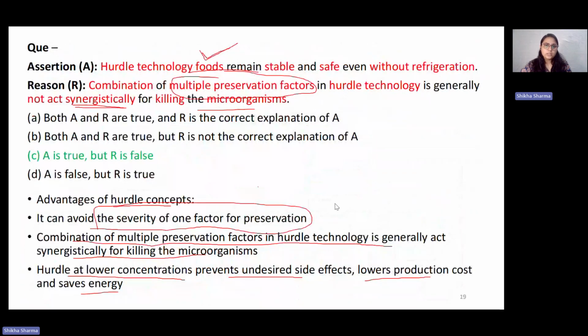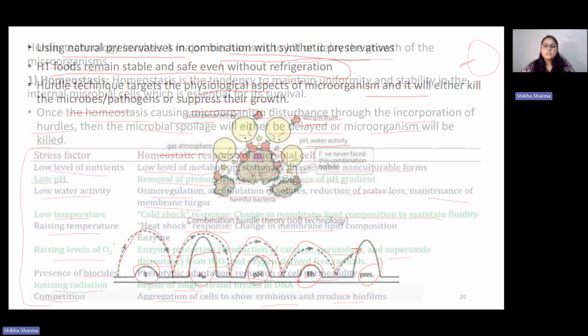So here in this question, because we are applying this hurdle technology, the microorganism will not be there, and the food product can stay good even without refrigeration. We apply these multiple preservative factors so that we can get the synergistic effect and kill these microorganisms, or even hamper their growth. So the assertion is true here and the reason is false.